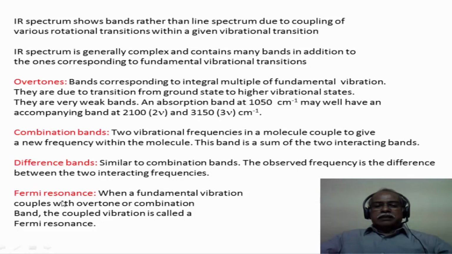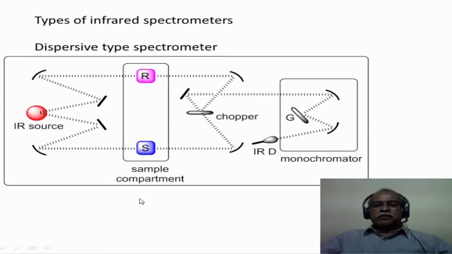Fermi resonance is essentially when a fundamental vibration couples with an overtone or a combination band. The coupled vibration is what is known as Fermi resonance. Fermi resonance is fairly common in carbonyl compounds. We will see some examples of Fermi resonance when we deal with the carbonyl frequencies of various organic compounds.